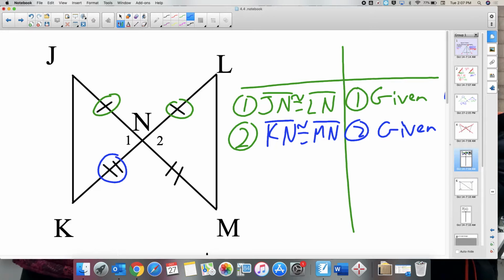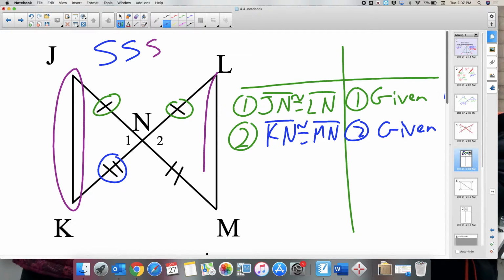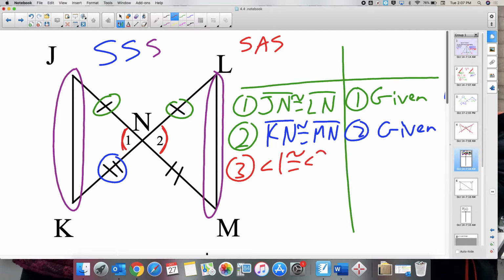So right now, we have two sets of sides. Option 1, for SSS, we would need a third set of sides. We would need a reason why JK would have to be congruent to LM. Option 2 is we could look at SAS. Meaning I need that angle that is in between my sides. So that would be angles 1 and angle 2 would have to be congruent. Luckily, there is a reason why angle 1 will have to be congruent to angle 2.